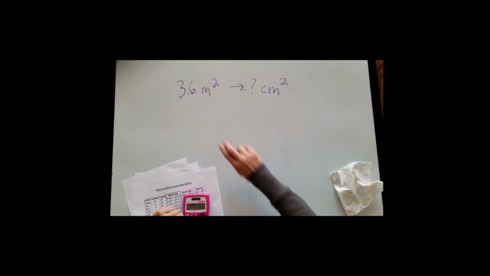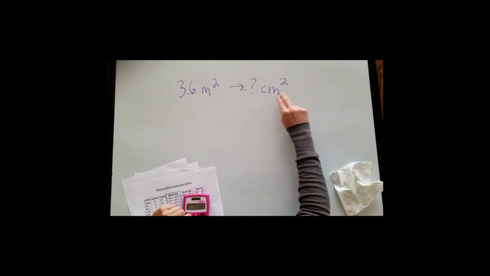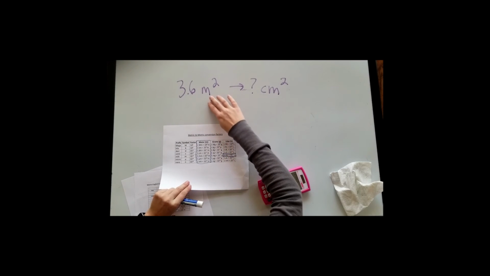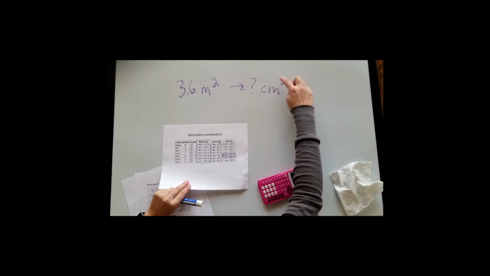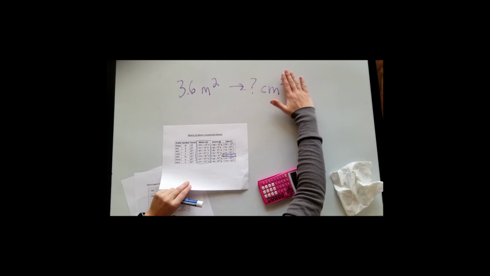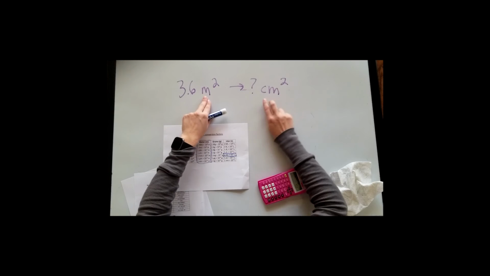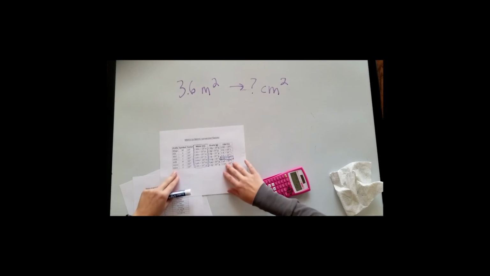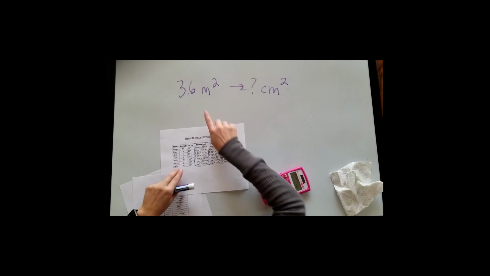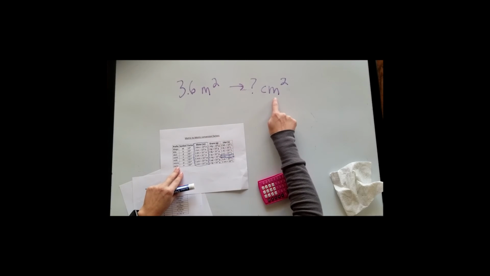In this problem, we're going from meters squared to centimeters squared. So let's start by finding a conversion factor. Now, we don't have any conversion factors that go from meters squared to centimeters squared. So ignoring the squared portion, let's just look to see if we can find a conversion factor going from meters to centimeters. So to do that, it's metric to metric.